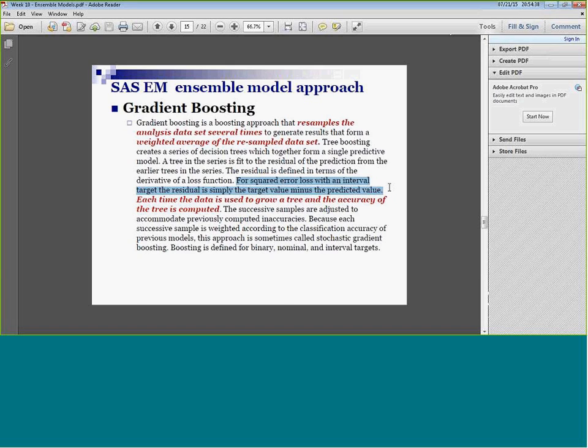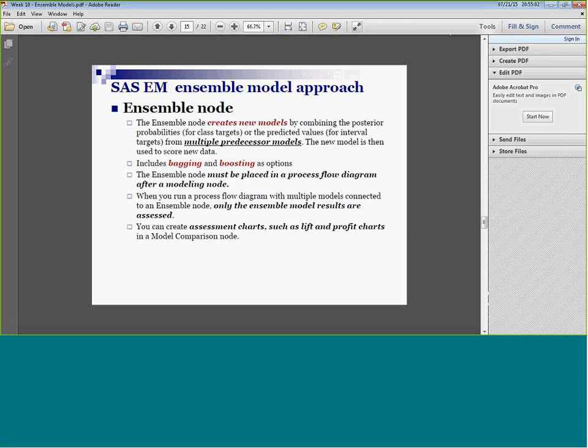Okay? Target value minus predicted value. So we have a number, and then you grow a tree on that. The successive samples are adjusted to accommodate previously computed inaccuracies because each one is weighted according to classification accuracy, called stochastic gradient boosting. Okay? You can use it for all kinds of targets, but it works best for interval. So anyway, that's gradient boosting in SAS. It's a node right there.